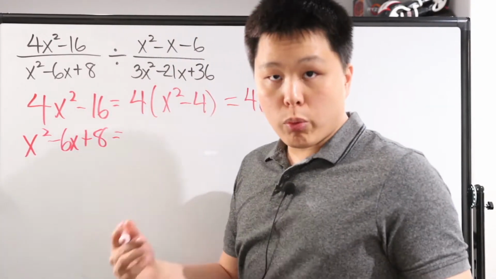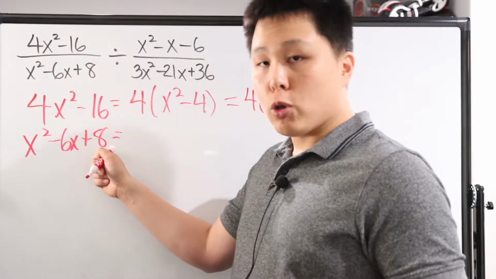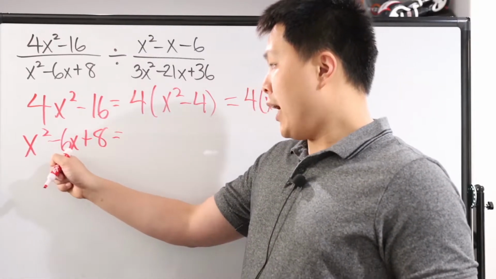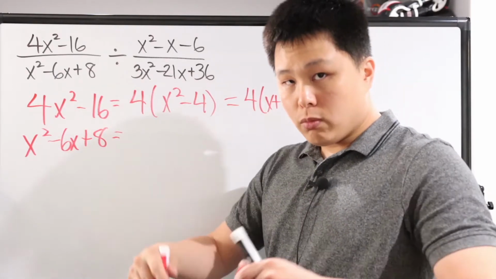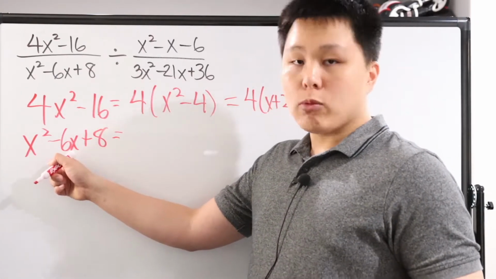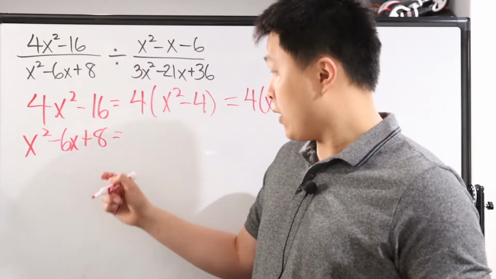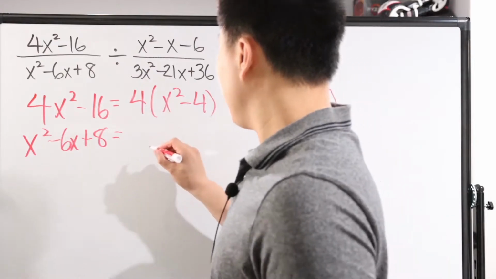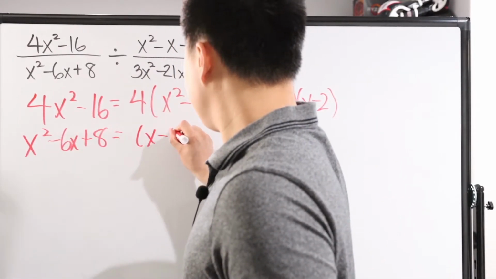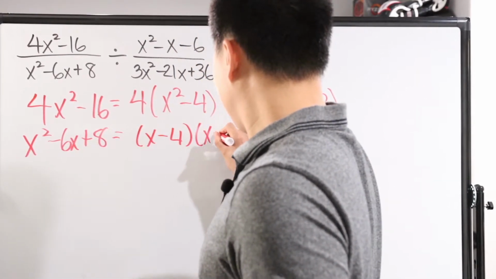The second one, we have x squared minus 6x plus 8. Well, when we want to factor it, we've got to find two numbers that multiply together to become 8 and add together to become negative 6. In this case, 4 and 2 multiply together to become 8, but we want them to be negatives, because if they're both negative, it cancels out to become positive 8. But when you add them together, it becomes negative 6. So it's just going to be x minus 4, x minus 2.